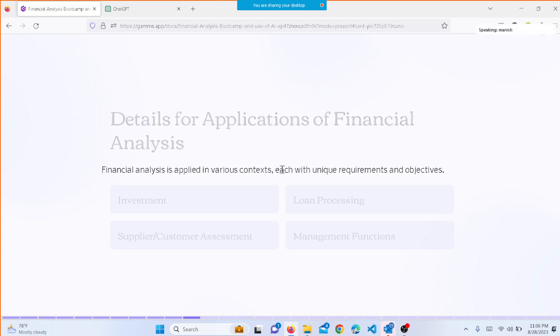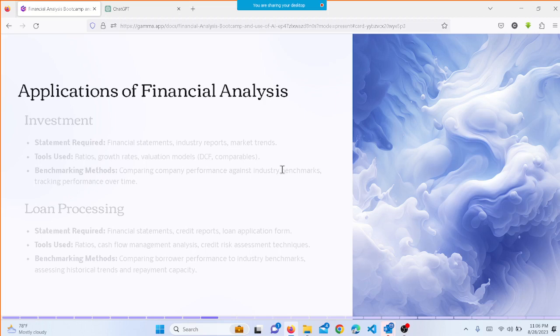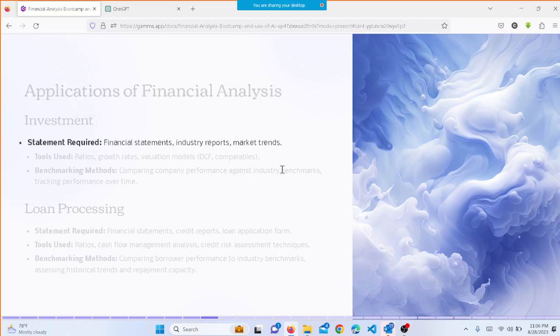Okay, so let's look at the individual contexts, how we apply this to investments, loans, supplier assessment, and management functions. Let's start with investment processing. For investment processing, we need financial statements, industry reports, and market trends, because the objective of the investment analysis is to evaluate whether we should invest in this company or not. When we are looking at this kind of objective, the financial statements alone will not be enough, and I will explain to you in a bit why.